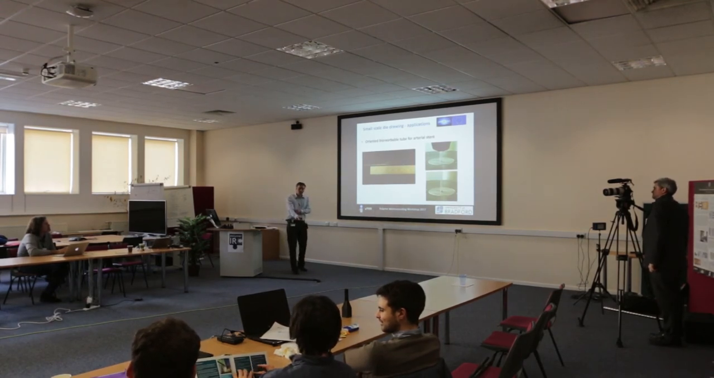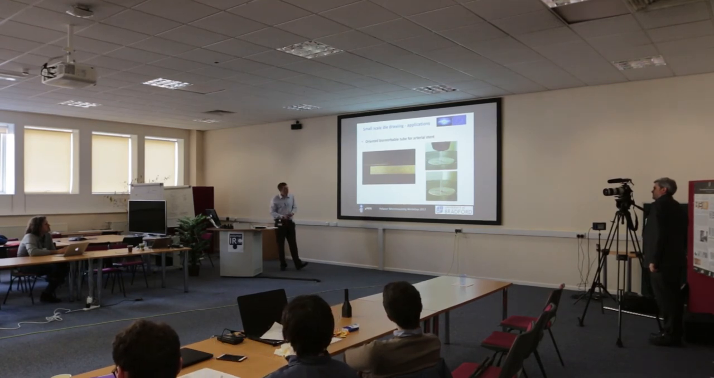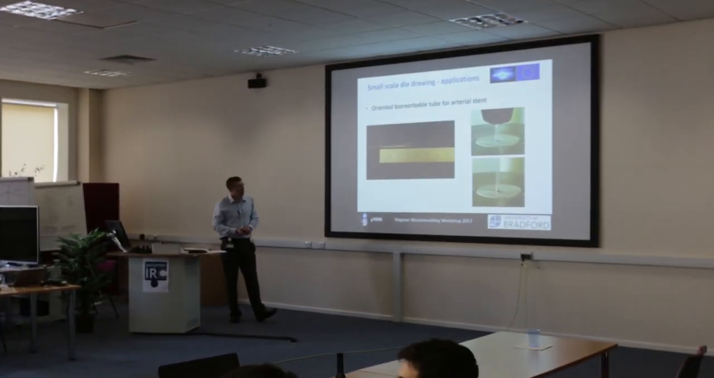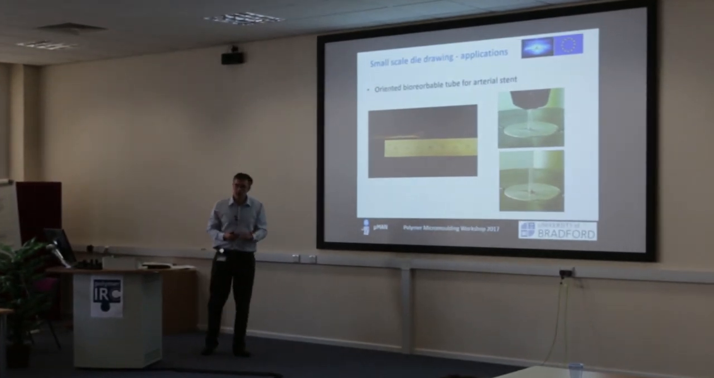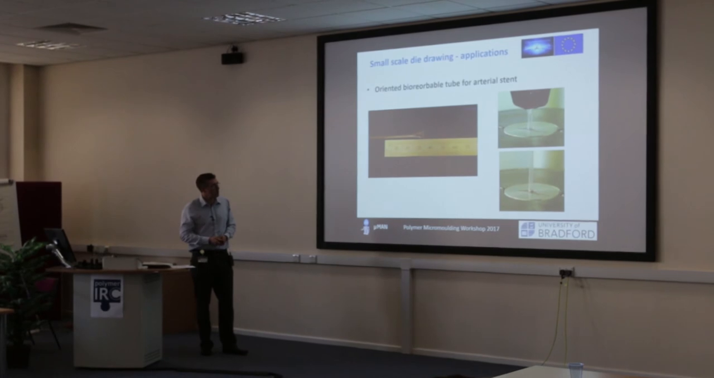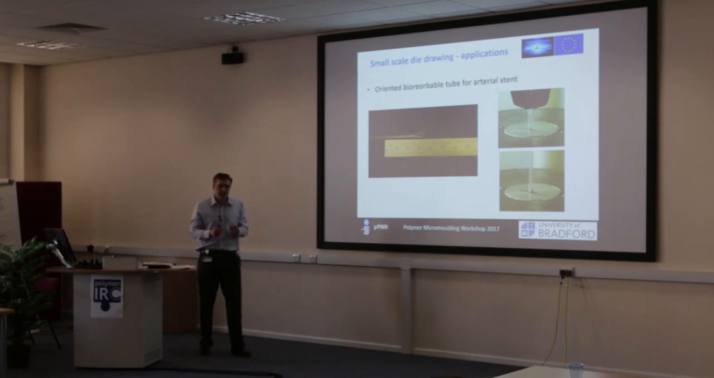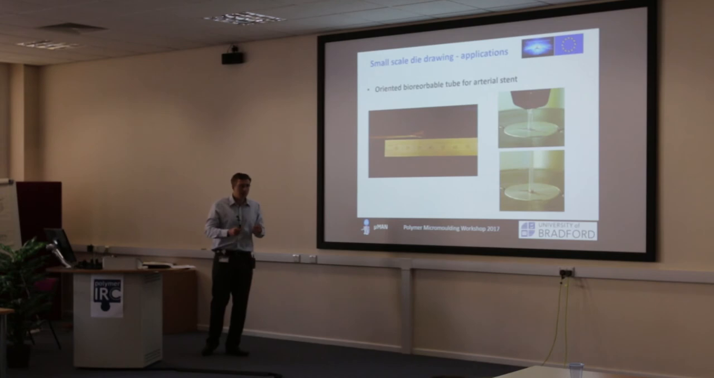So it's a stent which is implanted in the body to hold the walls of an artery open. But it's resorbable. So the idea is it dissolves back into the body after a period of time, maybe 6 months. But to get the sufficient mechanical properties of the stent, it couldn't just be produced by extrusion. We had to have this die drawing process to increase the properties.